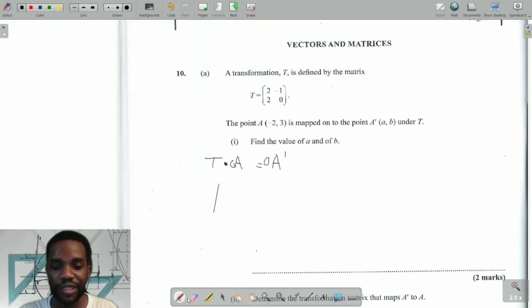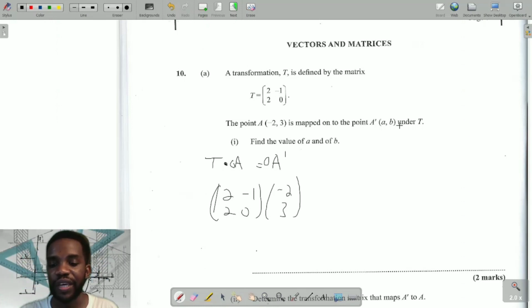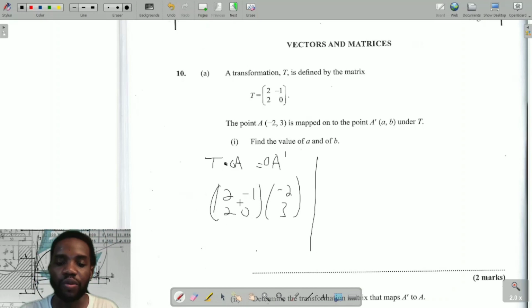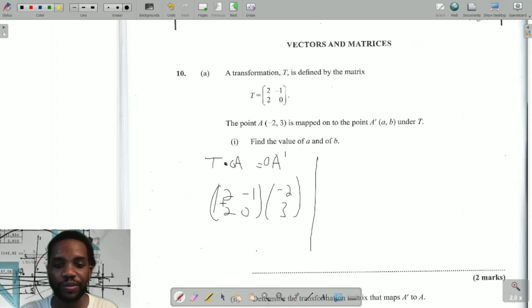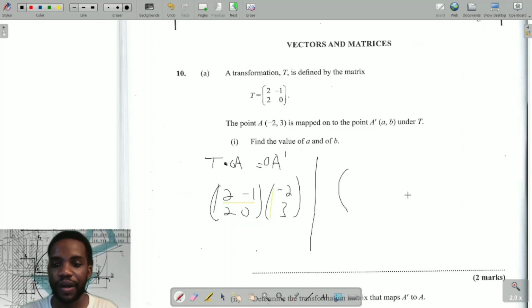So we're going to have the transformational matrix, which is 2, -1, 2, 0, which I'm going to multiply by A, which is -2, 3, and it's going to give me (a, b). So I'm not going to bring a, b in, because it is the result of me multiplying these two matrices. Now, whenever we multiply a matrix, we go row by column. Very important for you to distinguish between your rows and columns. So you're going to multiply the row of the first matrix by the column of the second matrix. So what am I going to have over here then? Just follow me.